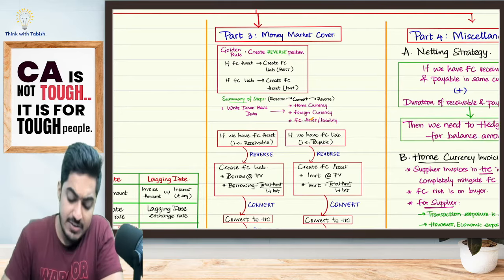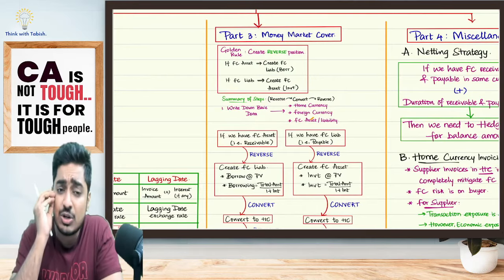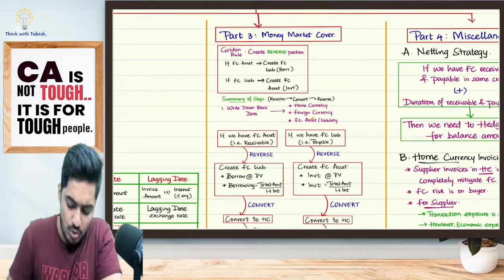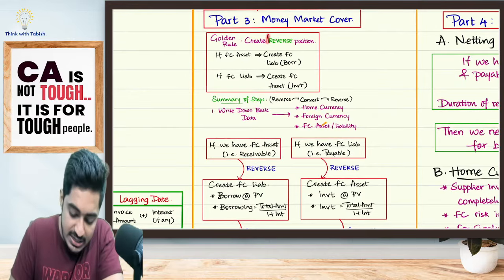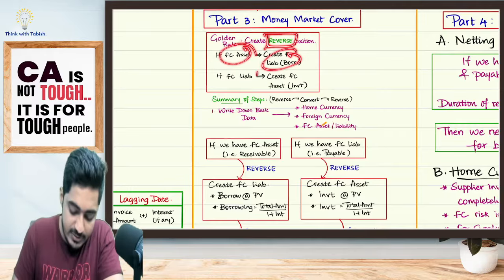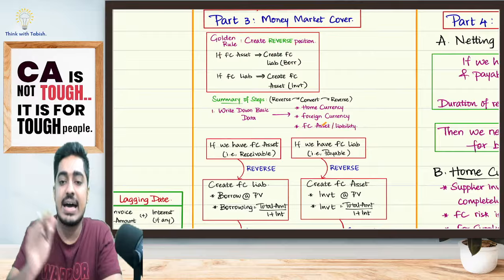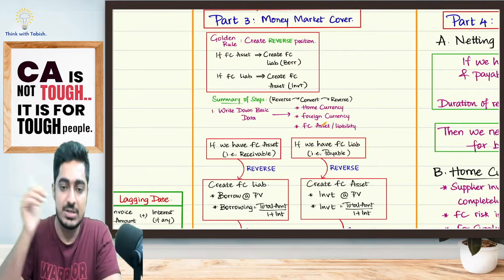The next technique that we have is money market cover. A beautiful technique, so many times it has come in the examinations. Students consider it to be difficult, but it is the simplest thing to do. What is it? A simple rule: always create a reverse position. If I have a foreign currency asset, create a foreign currency liability. If I have a foreign currency liability, create a foreign currency asset. Three simple steps, I will call it RCR: reverse, convert, reverse.